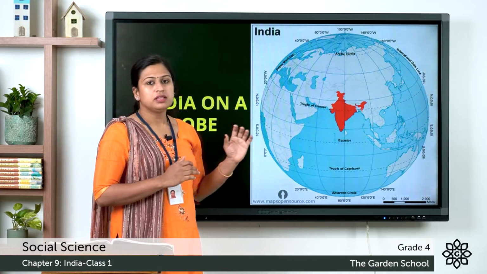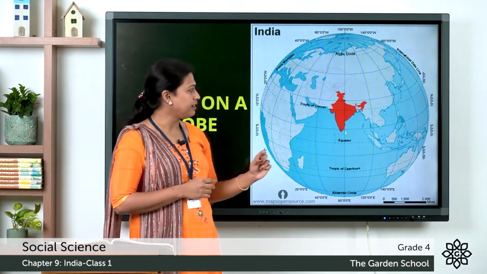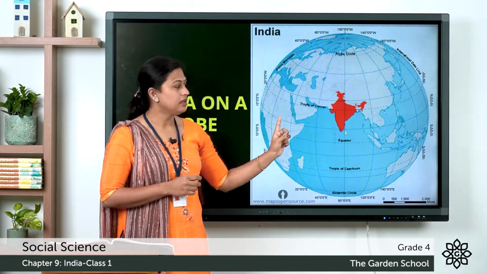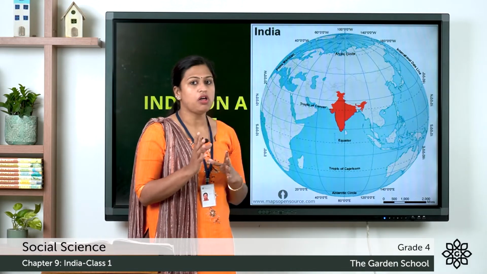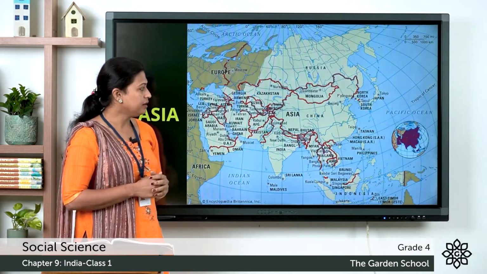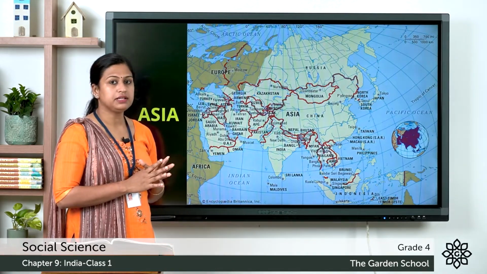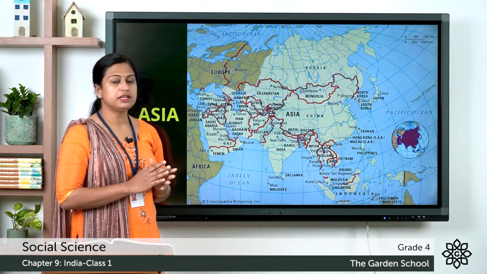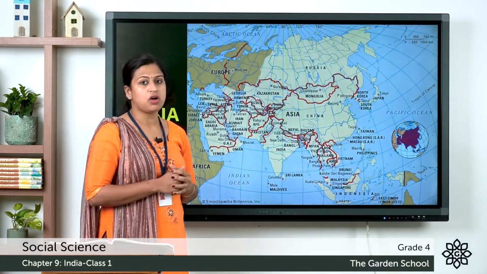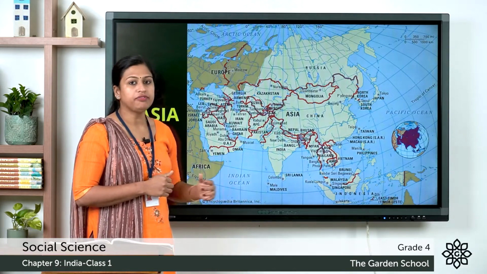Now this is world map on the globe and you can see that India is located here and the Tropic of Cancer divides India into almost 2 equal halves. And here you can see the Asia continent. So there are many countries, almost 48 countries in Asia continent, and Asia is the largest continent. India is located at the southern part of Asia.